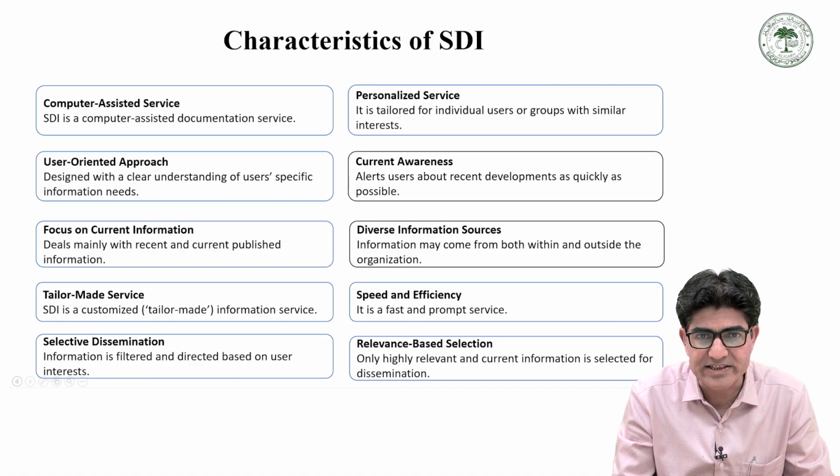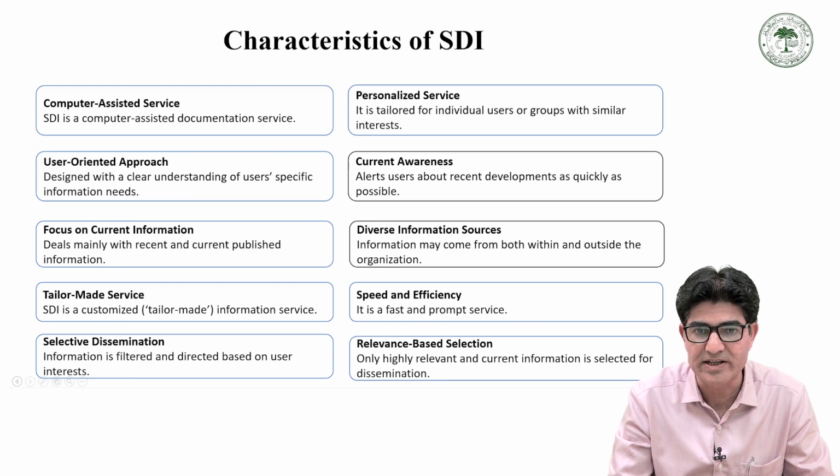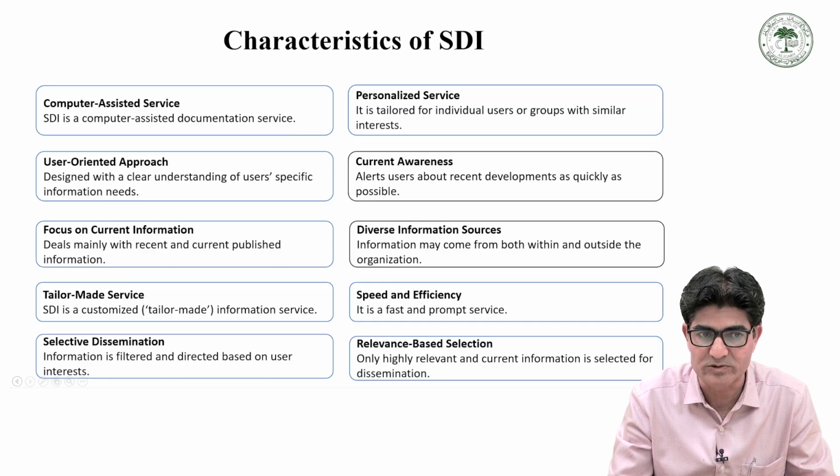So when we talk about the characteristics and the features of selective dissemination of information, we can see, and we have already seen, that it is a computer-assisted or computer-based service, and it can be offered by using a computer. Another important feature is the personalized service that we have already discussed in detail. It is a user-oriented approach which is designed with a clear understanding of the user's specific information need. It is a form of current awareness service. That means it needs to alert users about recent developments in a specific area of research. The focus is on current information. It deals mainly with recent and currently published information, because as soon as new information is added to the system, it may be intimated to the users.